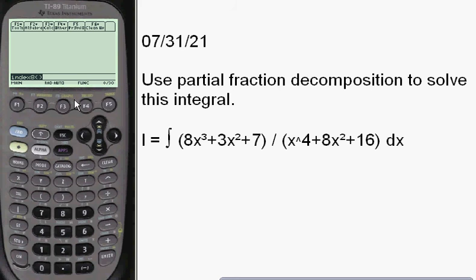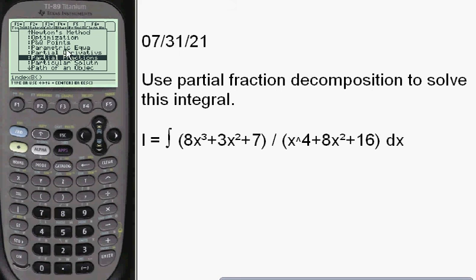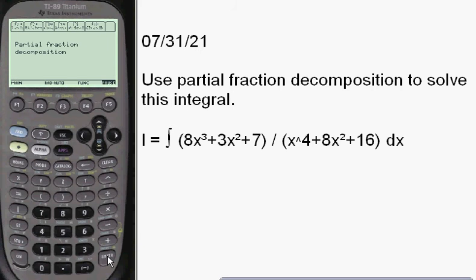Second 8 to get to my menu. And you scroll down in the menu. First menu comes up to partial fraction, and click on that, and we're into the program.